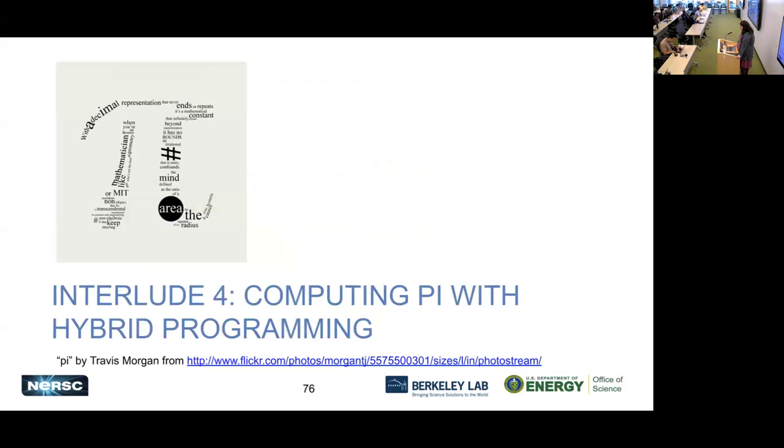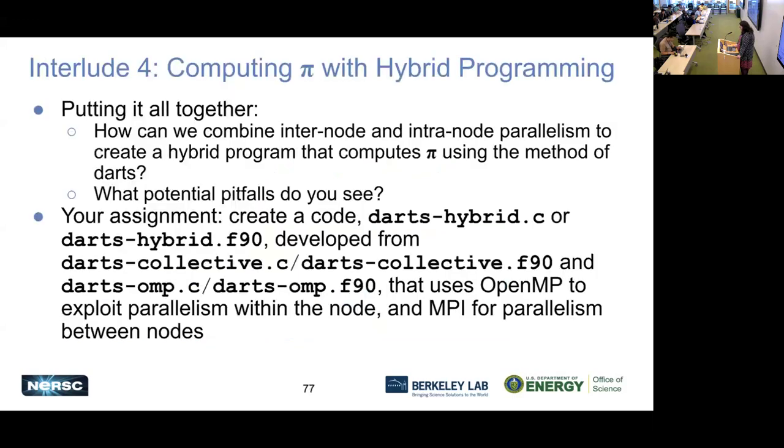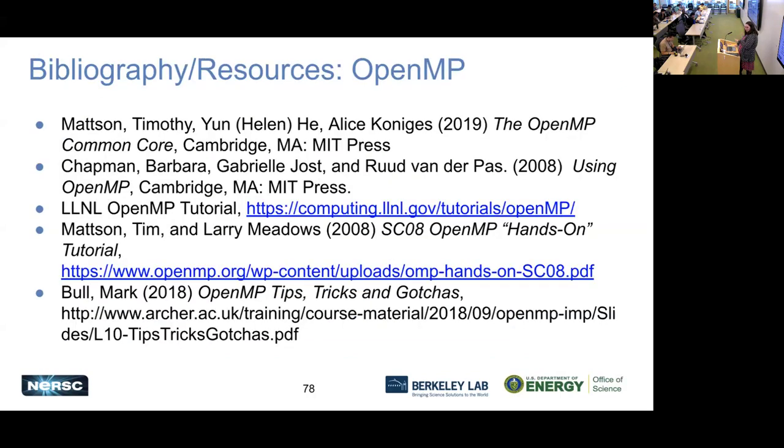Okay, so the last thing that we were going to do is compute Pi with hybrid programming. Theoretically, we should have figured out how to write the OpenMP version and the MPI version, and then we would just squish them together and have a hybrid version. What I'll do is I'll program it standing here, copy and paste everything, and people can follow along and see how it goes.